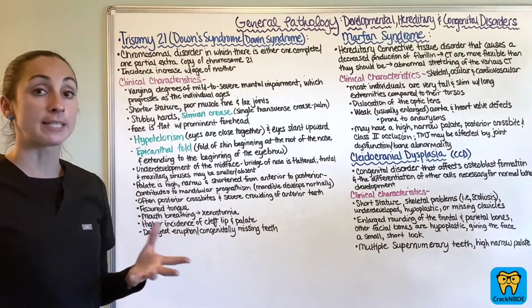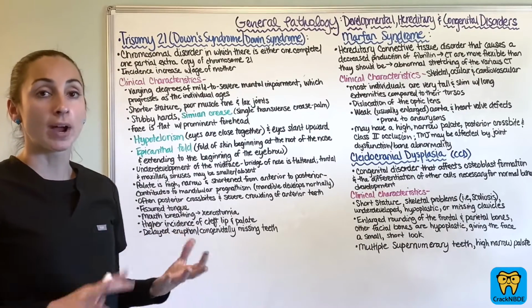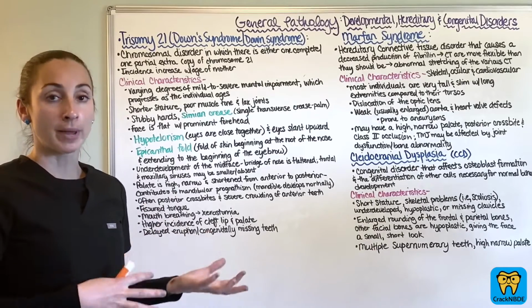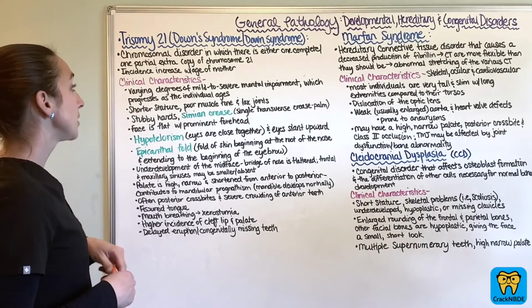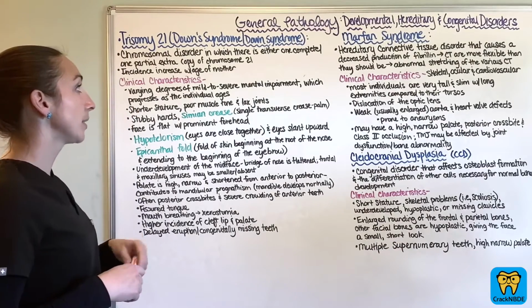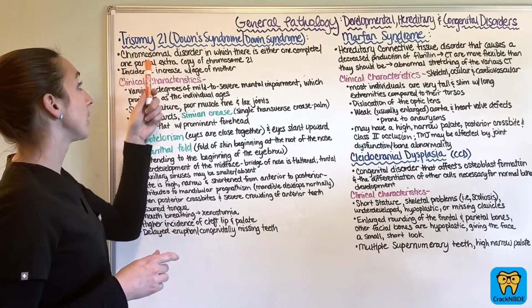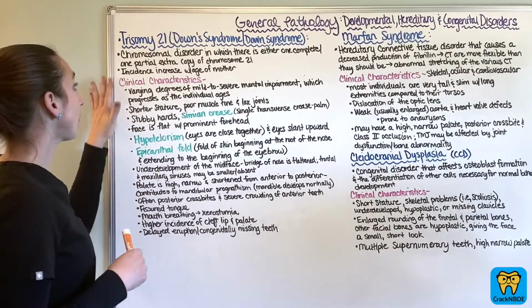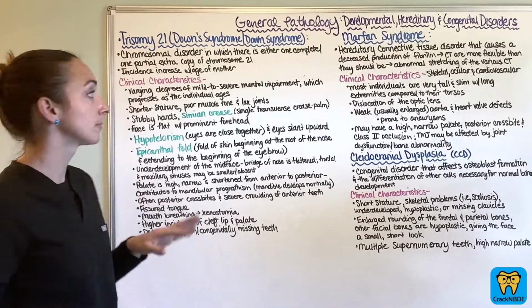You want to be able to identify it and act accordingly when you have a patient, know how to treat them, okay? Understand what might be problematic for them in the oral cavity. Now, trisomy 21 is a chromosomal disorder in which there is either one complete or one partial extra copy of chromosome 21. Now, incidence increases with the age of the mother.